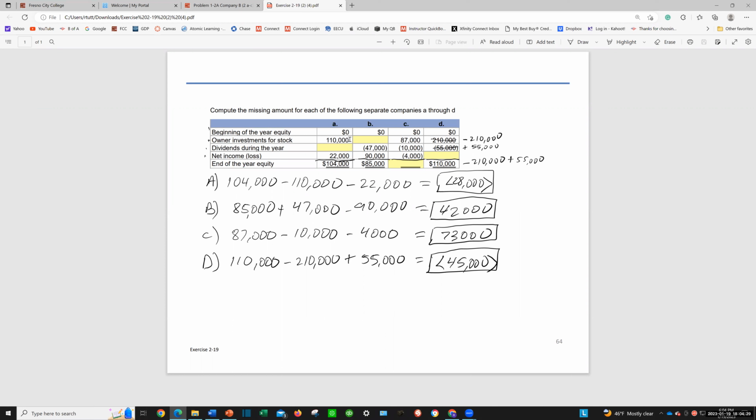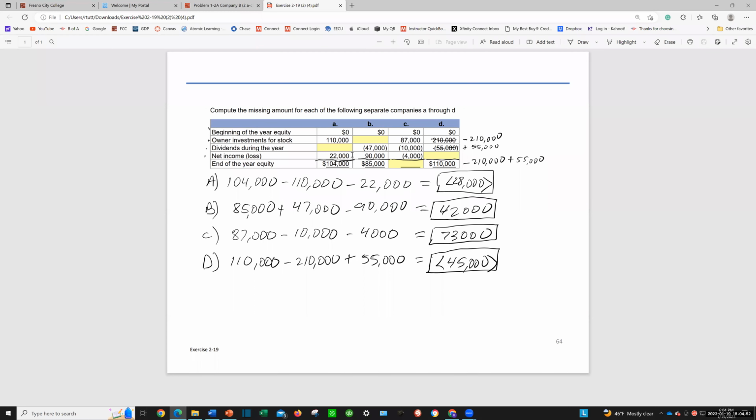You got 110,000. You need to get rid of it. So you're going to minus 110,000 on this side of the equation. Well, if you do it on this side of the equation, you have to do it on this side as well. So I'm going to take that 104,000 and I'm going to minus 110,000. Okay, so now this one's gone.